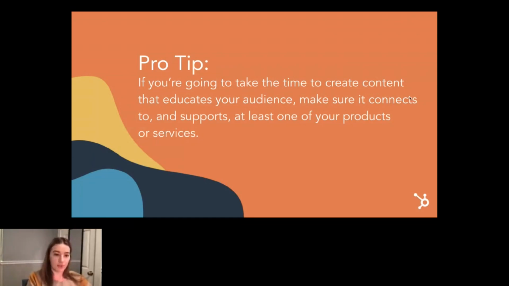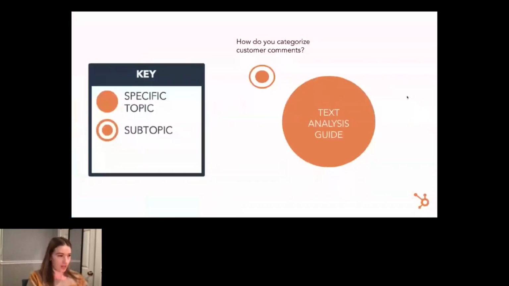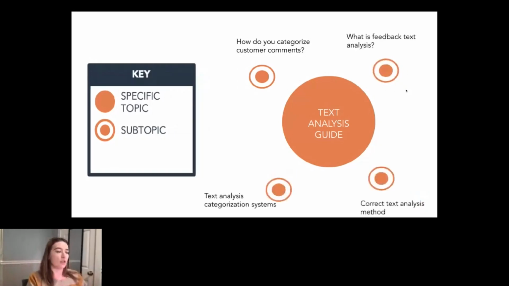Next up, Etuma created their subtopics and either repurposed existing content and linked it to the pillar page or created new subtopics. This doesn't have to be brand new content. And so they looked at what users are searching for, things like how do you categorize customer comments, and started building out their subtopics from here. So as I click through, you'll see a few more subtopics that they decided to choose.